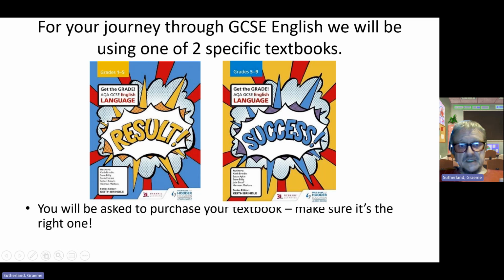So if you're in a foundation class, it's this book you need, the one with result written on it. And if you're in a higher class, you need this one for grades 5 to 9, which has the word success written on it, and is mostly orange. So the mostly blue one for foundation, the mostly orange one for higher. Make sure you get the right one.